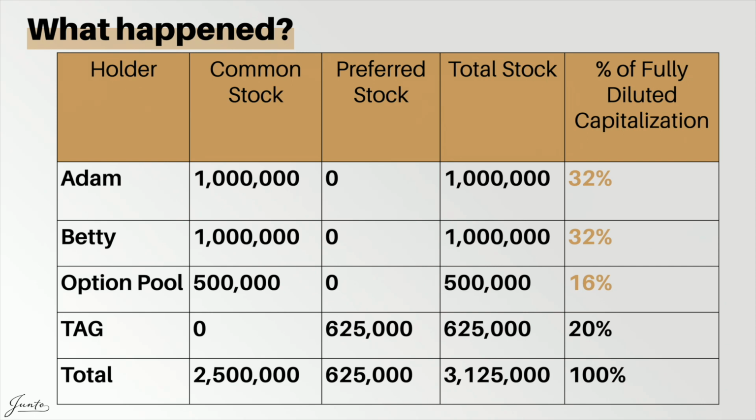Well, let's take a look at a cap table to see what exactly happened. If you take a look at the cap table, you'll see that Adam and Betty own their 1 million shares each. We have the stock option pool of 500,000 shares, and then Tag Ventures has 625,000 shares. If you take a look at the fully diluted capitalization, you'll see that the 16% created by the option pool came out of 8% from Adam and Betty each. They were diluted by the option pool, not Tag Ventures. Why? Because it was included in the fully diluted capitalization before Tag Ventures invested.